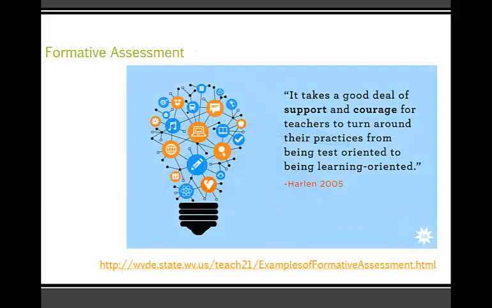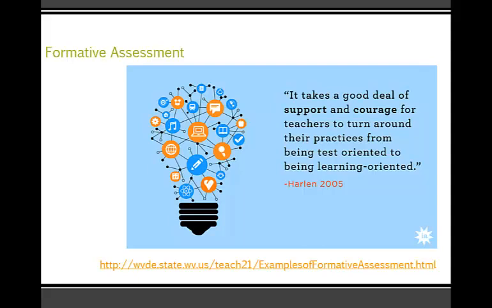Formative assessment, we often call this the formative assessment process, and it really is a process. And I love this quote. It takes a great deal of support and courage for teachers to turn around their practices from being test-oriented to being learning-oriented. And really that's what we do when we begin to rely on formative assessments.